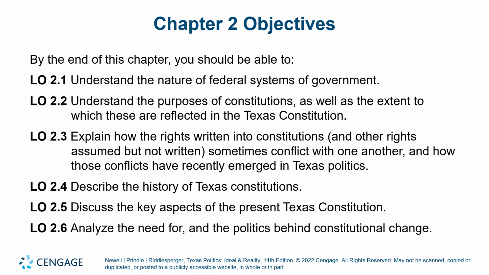Okay, next one. Explain how the rights written into constitutions and other rights assumed but not written sometimes conflict with one another, and how those conflicts have recently emerged in Texas politics. Yes, we are going to take a look at that, especially when we look at the way our federal constitution is written: it's very short, it's not that specific, it's broad and open to a lot of interpretation. That's why we have numerous laws passed by Congress that are supposed to act within the scope of what is written in the Constitution.